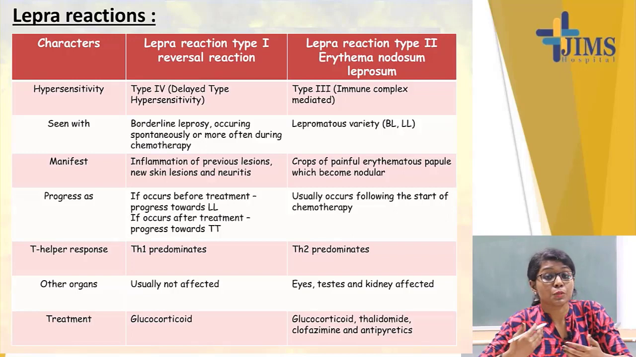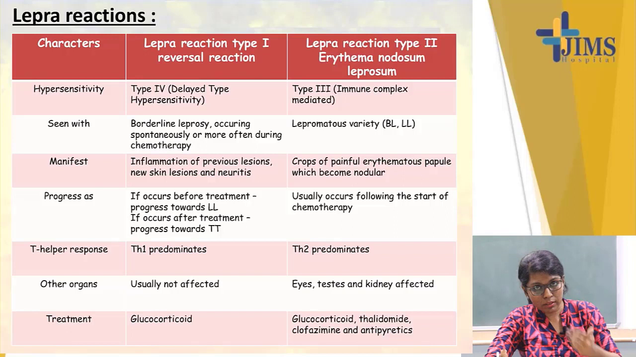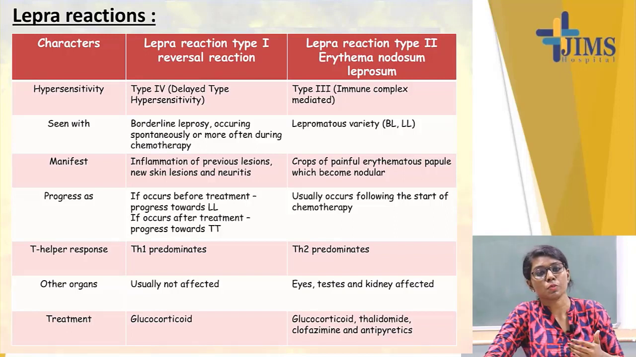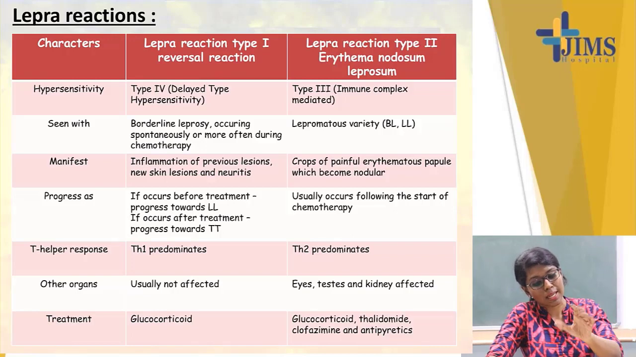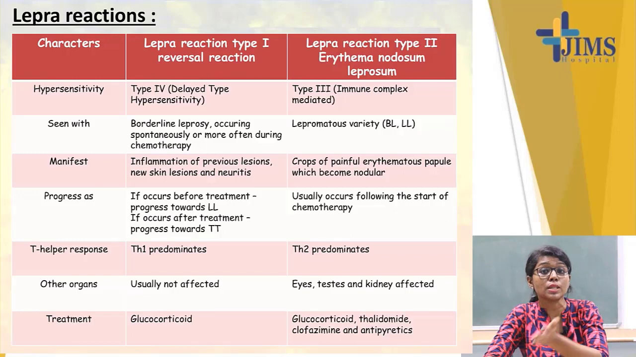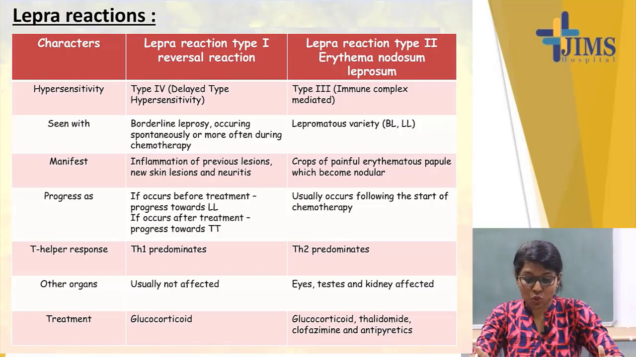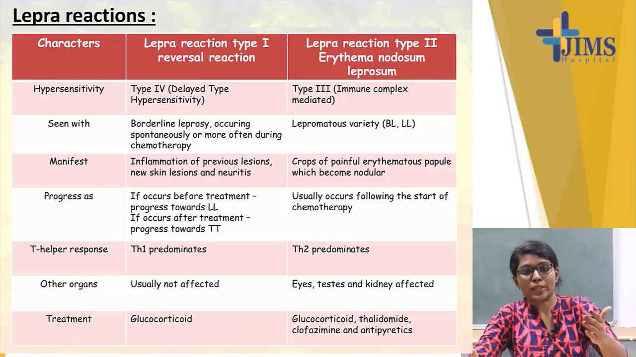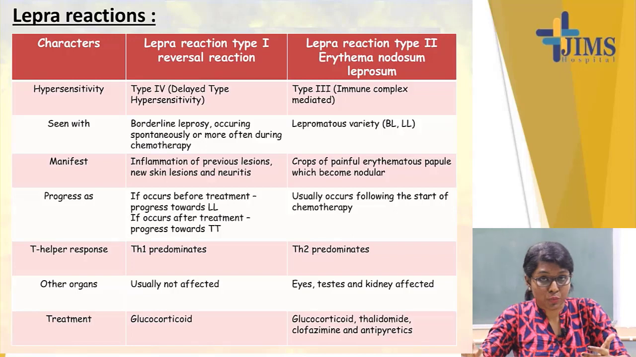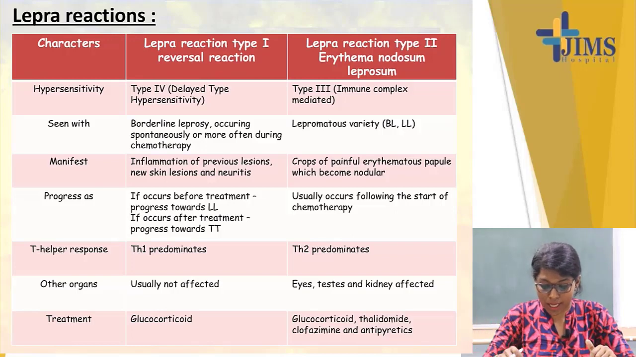Okay, what it progresses as, I told you, chemotherapy. So either it will be when the chemotherapy is being given or maybe after that. When the chemotherapy is being given, it will have the tendency to move towards LL type, or if it happens after the treatment, it will have the tendency to go towards TT. Going for lepra reaction type 2, there is no question of before or after. TH1 and TH2 is predominant: TH1 in case of lepra reaction type 1 and TH2 for lepra reaction type 2.